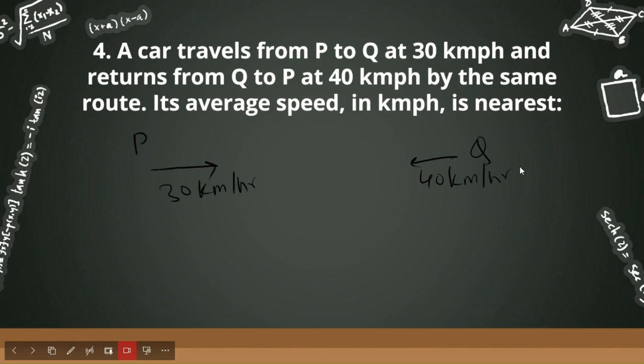Let's solve it. So for average speed, we now know the formula is total distance by total time. Let's take the time for going from P to Q as T1 and from Q to P as T2. Now we know speed is equal to distance by time, so time is equal to distance by speed. Let's take the distance again as D.